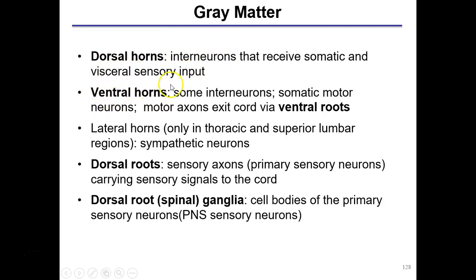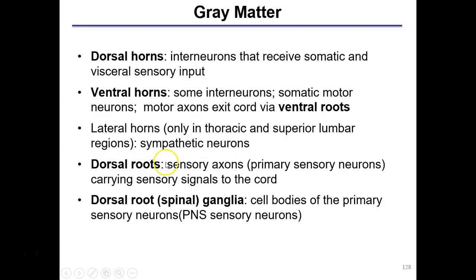The ventral horn of the spinal cord contains some interneurons and also contains the somatic motor neurons. Somatic motor neurons are the ones that are going to supply skeletal muscle tissue. And the motor axons from the somatic motor neurons will exit the cord, forming the ventral root of the spinal nerve. And then, of course, the lateral horn, which is found in the thoracic and upper lumbar regions, will contain sympathetic neurons, part of the autonomic nervous system.